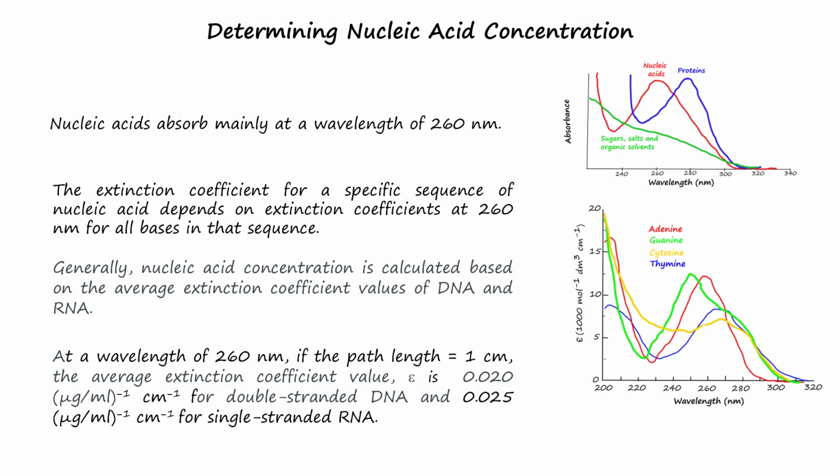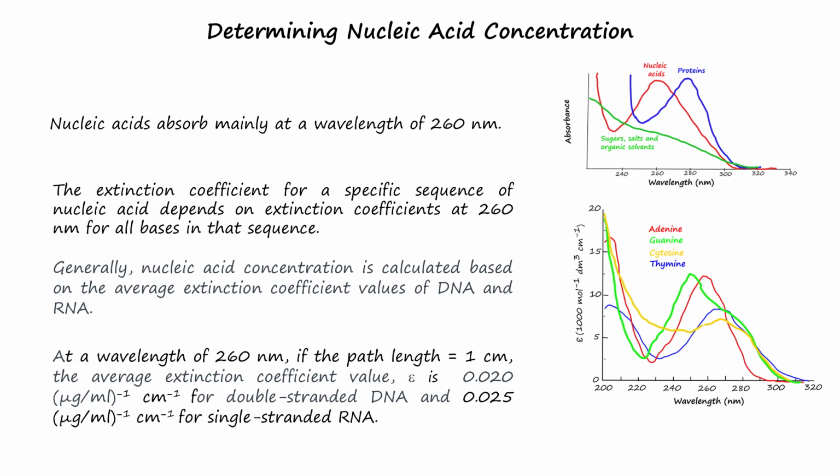Nucleic acids absorb mainly at a wavelength of 260 nanometers, so absorbance at 260 nanometers is used to determine concentration as well as purity. The extinction coefficient for a particular sequence of nucleic acid is based on extinction coefficients at 260 nanometers for all bases in that sequence. However, generally, nucleic acid concentration is calculated based on the average extinction coefficient values of DNA and RNA.